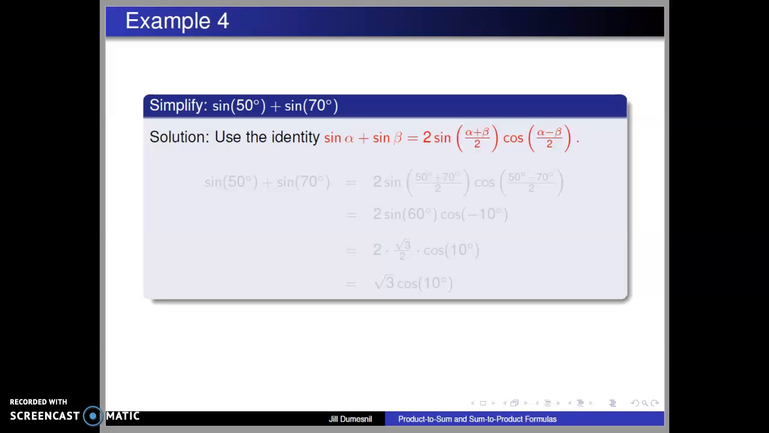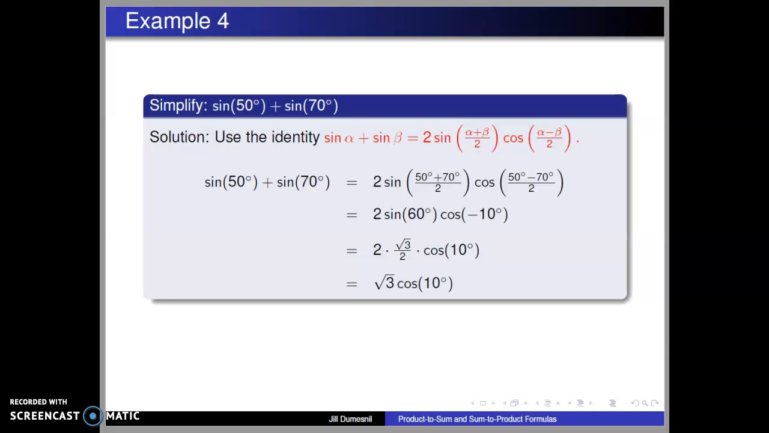Let's use the formula for changing a sum of two sines into a product. We substitute alpha equal 50 degrees and beta equal 70 degrees in the formula. Next, we perform some arithmetic and are happy to see the special value sine of 60 degrees appear. We know that sine of 60 degrees is root 3 over 2 and that cosine is an even function. So the expression simplifies to root 3 cosine 10 degrees.